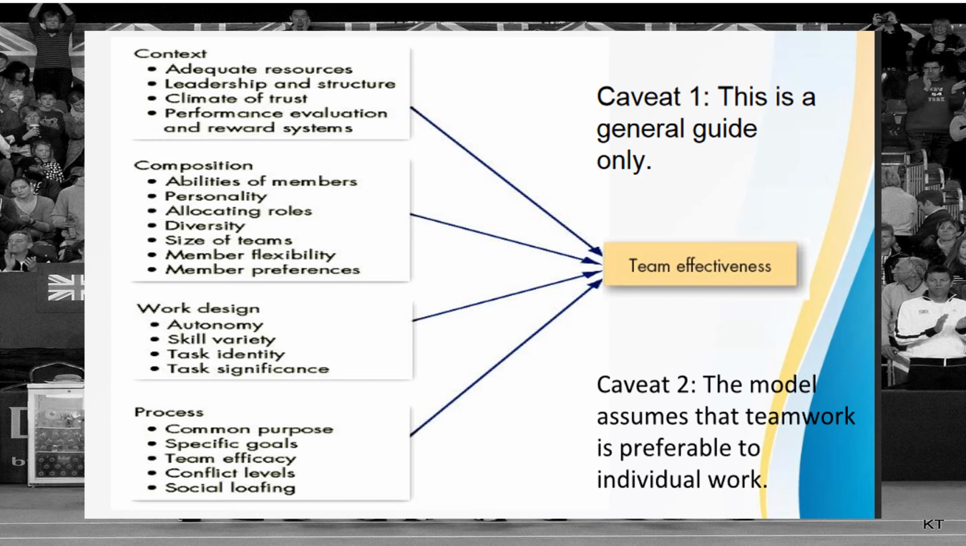Team effectiveness equates to productivity, efficiency, achieving your goals, and working through risk, working through problems, and change control management. So you need to take into consideration the context, the composition, the work design, and the process. You've got to take these things into consideration. You can't ignore them in terms of team effectiveness. A lot of you did ignore these, so please don't ignore these.